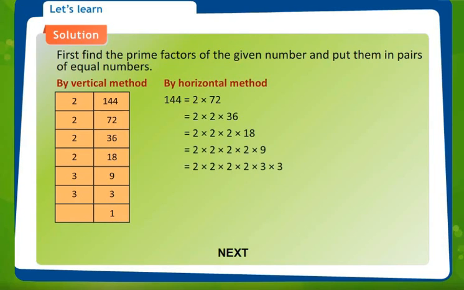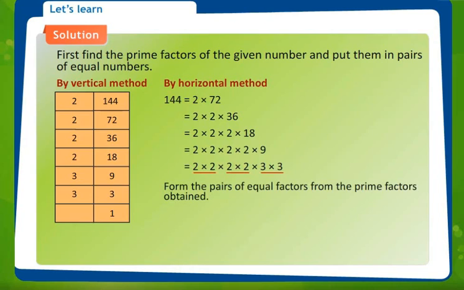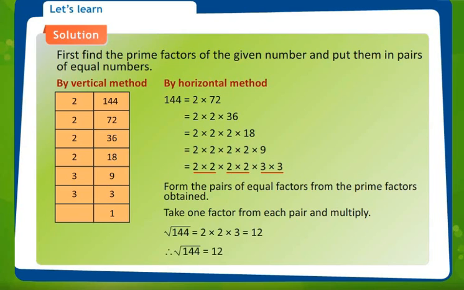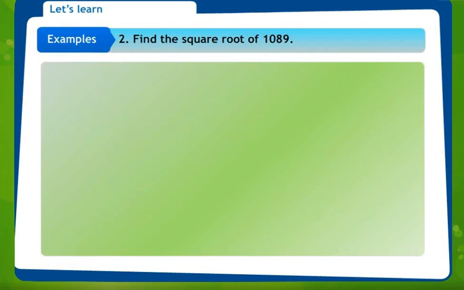Now the horizontal method. 144 will be written as 2 into 72, 72 will be written as 2 into 36, 36 will be written as 2 into 18, 18 will be written as 2 into 9 and 9 will be written as 3 into 3. Now we are going to form equal factors from the prime numbers. You can see here 2 into 2, 2 into 2, 3 into 3. We will take one factor from each pair: 2 into 2 will give 2, and 3 into 3 will give 3. So the square root of 144 is equal to 2 into 2 into 3, which is 12. Now you see, whether it is the vertical method or the horizontal method, we basically have to do the prime factorization.